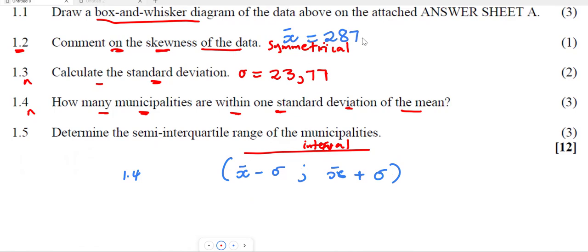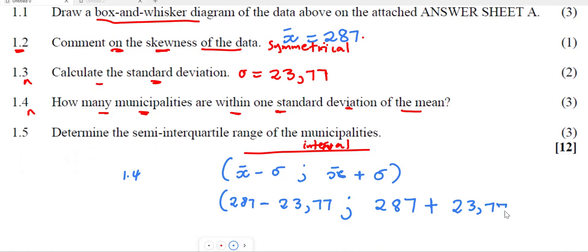So let's check, guys. We already have our mean, 287. So the first part, we just insert here 287 minus one standard deviation, which is 23,77. Then the other part, we must add the mean to one standard deviation. Our mean of 287. All right, so that's 287. We add this one to one standard deviation of what? 23,77. So this is the case.